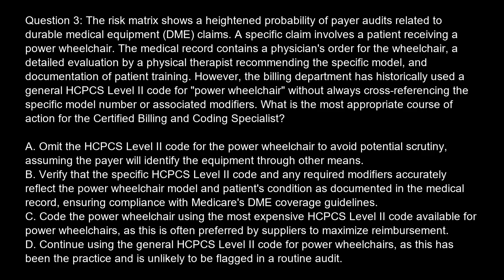Option A. Omit the HCPCS Level II code for the power wheelchair to avoid potential scrutiny, assuming the payer will identify the equipment through other means. Option B. Verify that the specific HCPCS Level II code and any required modifiers accurately reflect the power wheelchair model and patient's condition as documented in the medical record, ensuring compliance with Medicare's DME coverage guidelines. Option C. Code the power wheelchair using the most expensive HCPCS Level II code available for power wheelchairs, as this is often preferred by suppliers to maximize reimbursement. Option D. Continue using the general HCPCS Level II code for power wheelchairs, as this has been the practice and is unlikely to be flagged in a routine audit.